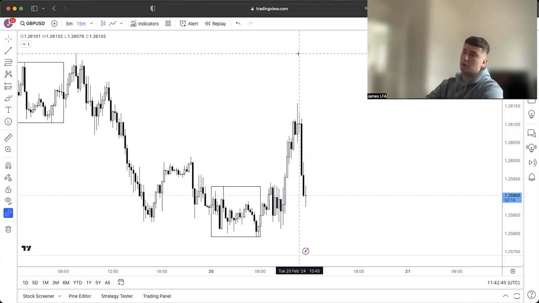So what I mean by this as well, lots of challenges have different parameters. So we have minimum trading days, maximum trading days for some. The industry standard is 30 days for phase one, 60 days for phase two, although there are now a lot of no time limit challenges as well, which is going to be important with this.